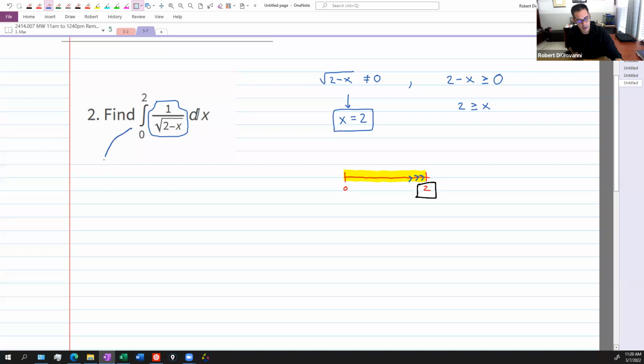So this is going to turn into a limit. Limit as t approaches 2 from the left of the integral. Now I'm replacing the 2 with t. I'm leaving the 0 as 0. And then 1 over the square root of 2 minus x dx.